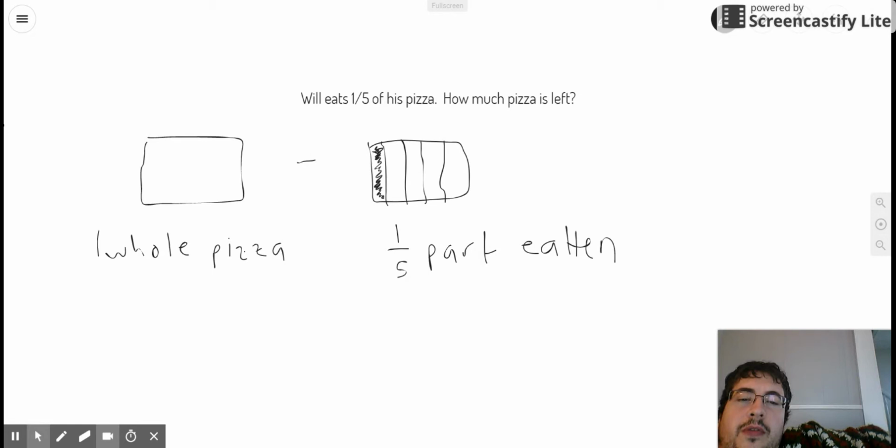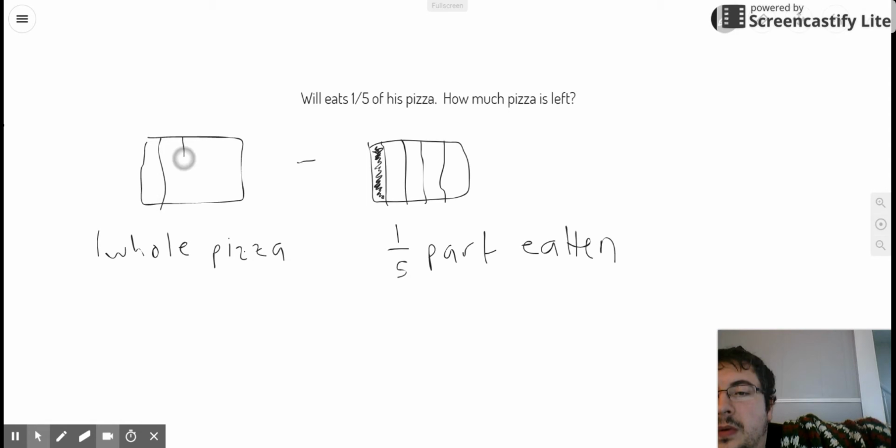So we have 1/5 part eaten, and then we're going to divide the whole pizza to the left here in like fashion. But this time we're actually going to color in all the fifth pieces because we're assuming that Will is eating 1/5 of a whole pizza.